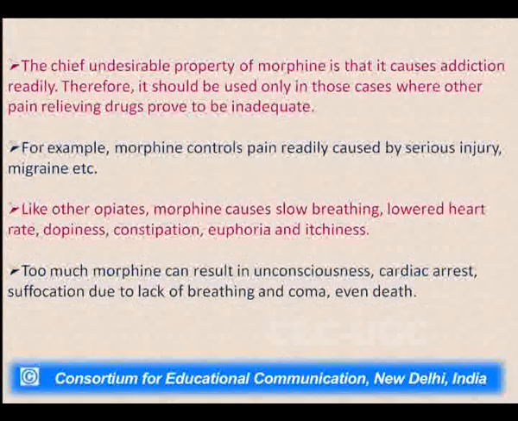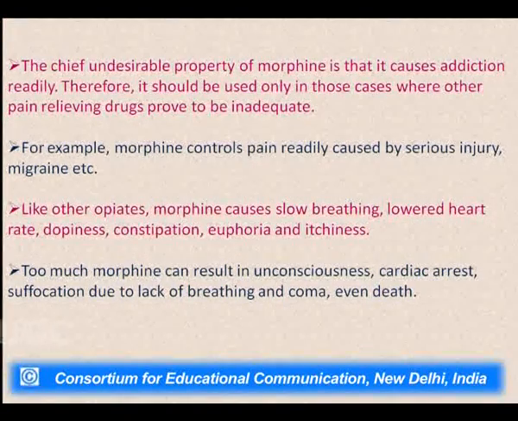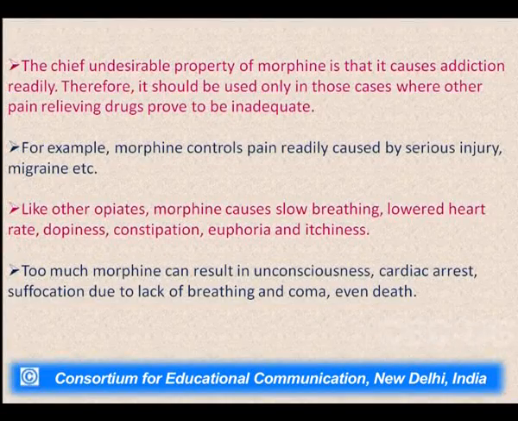Like other opiates, morphine also causes slow breathing. It lowers heart rate, causes drowsiness, constipation, euphoria and itchiness also. Too much morphine can result in unconsciousness, cardiac arrest, suffocation due to the lack of breathing, and coma, and it can even cause the death of a patient.